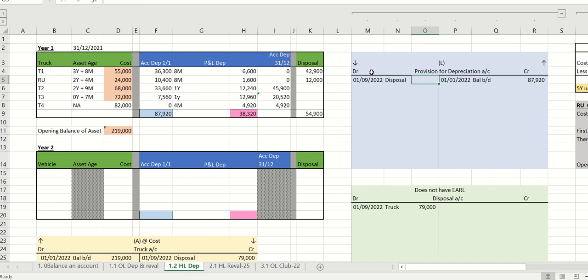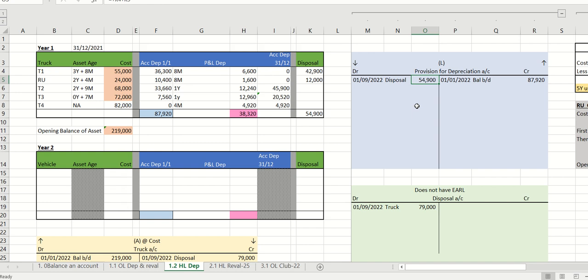All of the depreciation to do with that asset is coming out. You can pull that straight from your table now. That's your 42,900 and your 12,000. So it's your opening accumulated depreciation plus your P&L debt for the truck, and then your opening balance for the RU and your P&L debt for the RU. The 4 of those added together, 54,900.